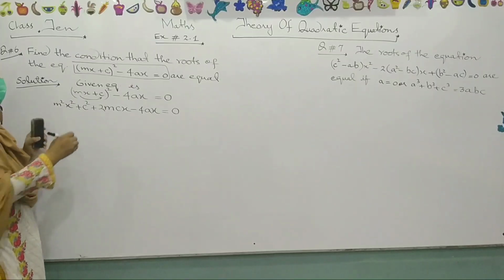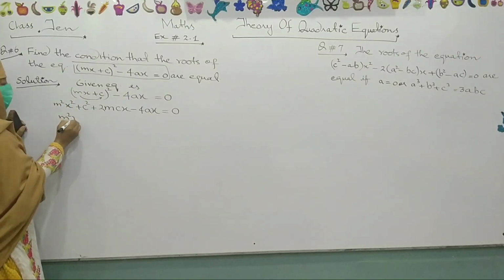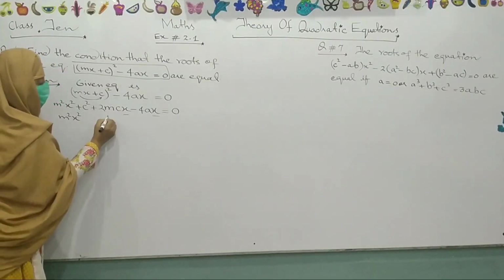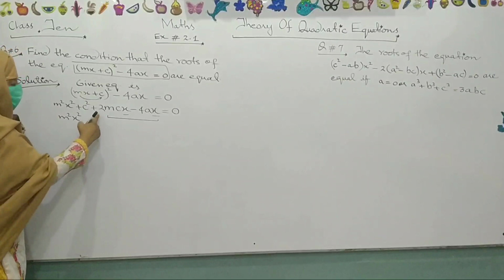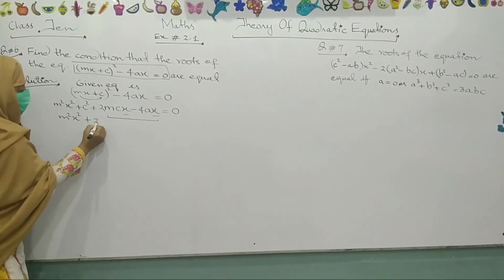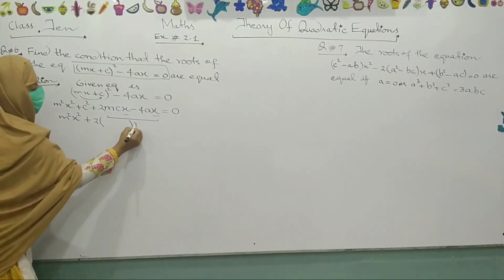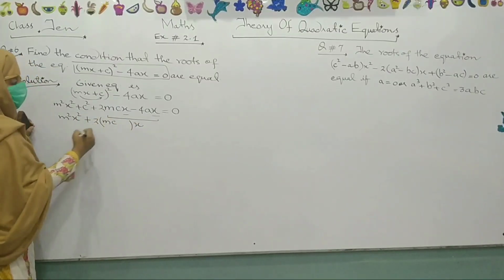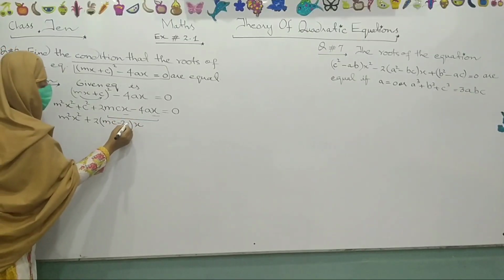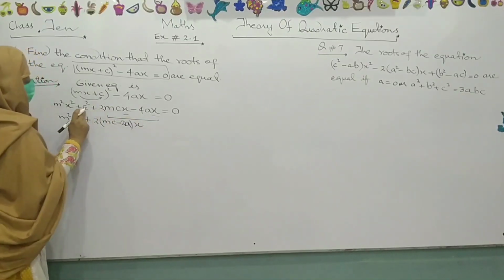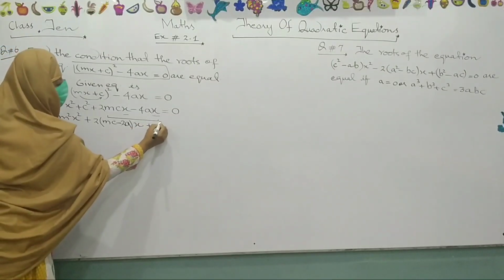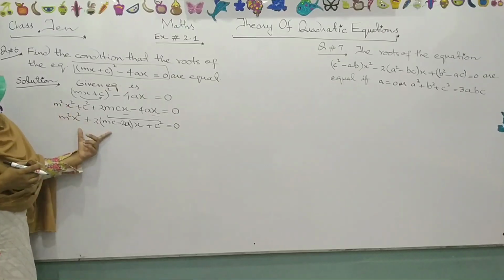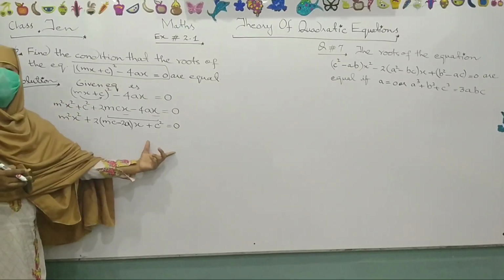Now I will arrange the values. First of all, x square. Then see, here it is x. It is also x. Can I take common x from both these values? Yes. I will take common first 2 and then x. What is inside? Here it is mc minus 2a. And this c square is constant. I will write here c square is equal to 0. Now see, this equation is in standard form.